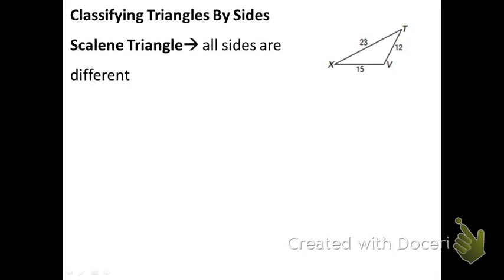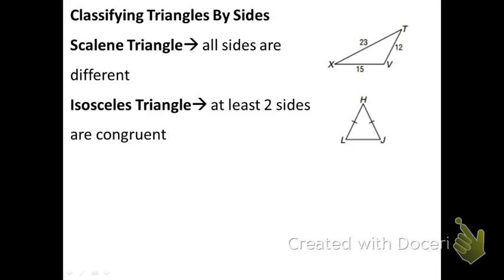Okay, classifying triangles by sides, we have what's known as a scalene triangle. This is when all the sides are different, so all of these have different lengths. An isosceles triangle is when at least two sides are congruent. And some other terminology, if we have an isosceles triangle, you also get congruent angles, and these are what are known as the base angles. And your base angles will be congruent on an isosceles. The H is what's known as a vertex angle.